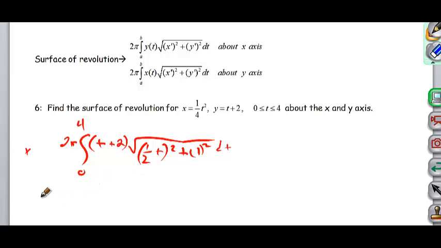The only thing that would change if I want to do the y-axis is that this would no longer be the y, it would just be the x of t, so 1/4 t squared. Nothing else would change. This is generally not something you're going to be able to do by hand. It goes right in the calculator. That's it for surface area.